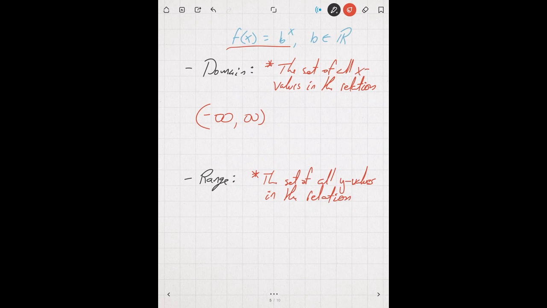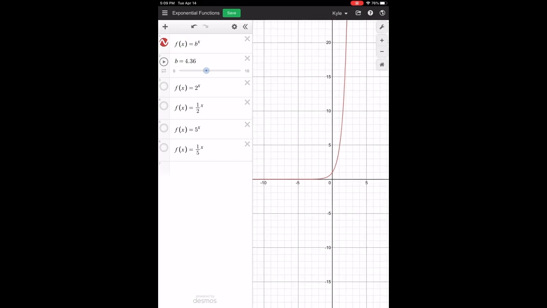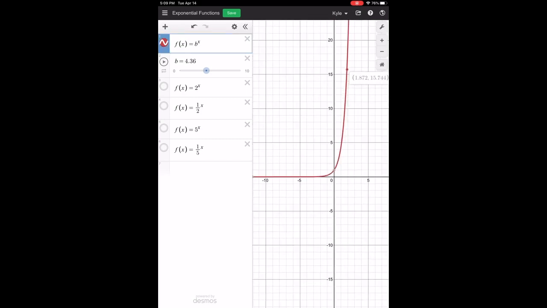Now let's take a look at the range. Let's go back to our Desmos graph. I'm going to hit play on the slider here, and notice the range. The range is how far up and how far down our graph goes. Well, if we take a look at an exponential growth situation, we keep increasing forever and ever. We keep shooting off towards positive infinity. So obviously our range is going to go off towards positive infinity here.